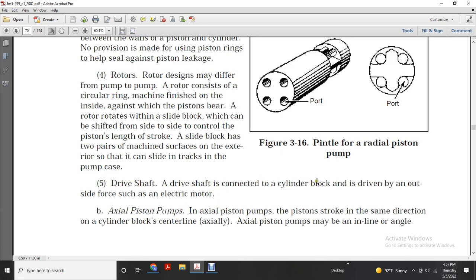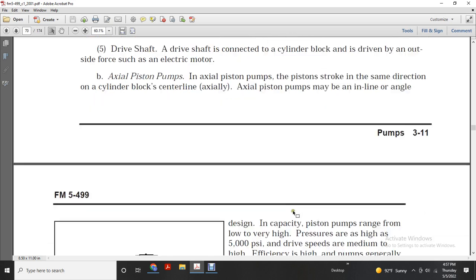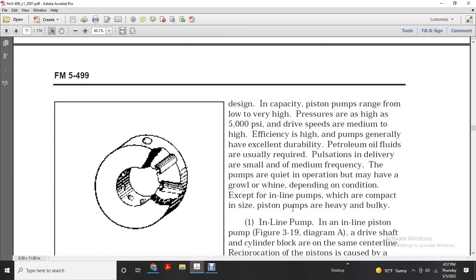The drive shaft is connected to the cylinder block and is driven by an outside source such as an electric motor. Axial piston pump. The axial piston pump has the piston stroke in the same direction as the cylinder block center line. Axial piston pumps may be inline or angle design, and their capacity ranges from very low to very high, with pressure as high as 5,000 psi, a wide range of drive speeds, and medium to high efficiency. The pump generally has excellent durability.